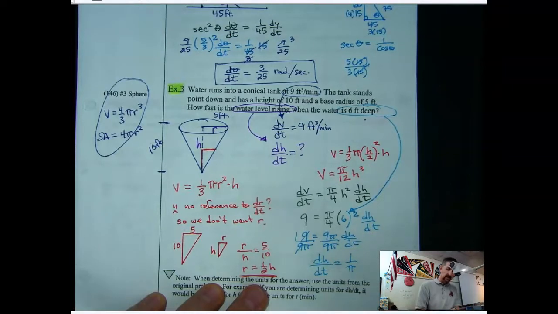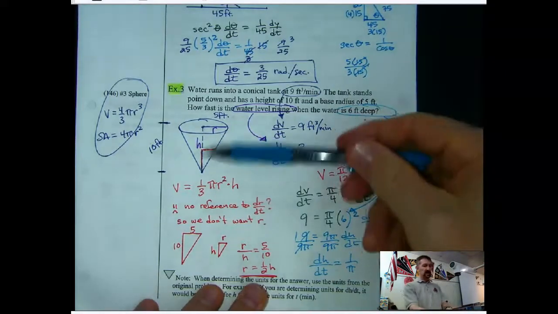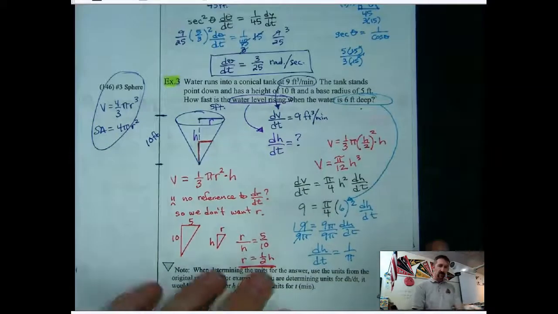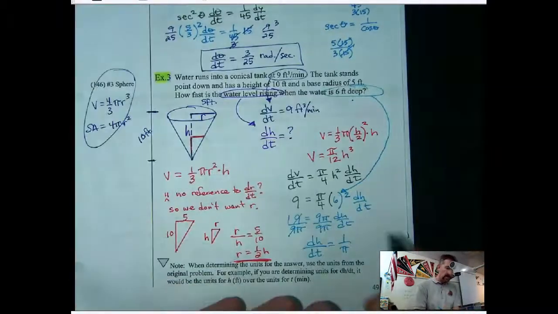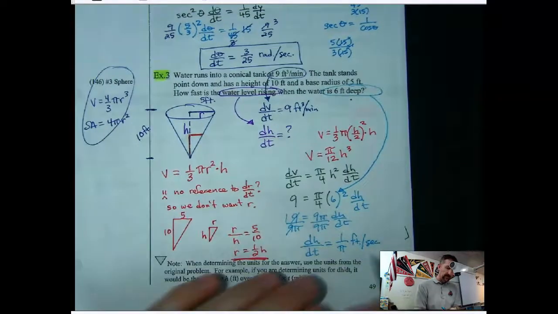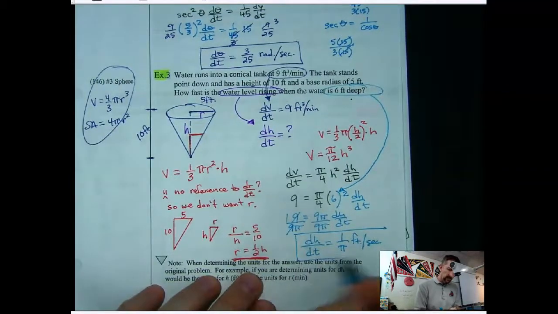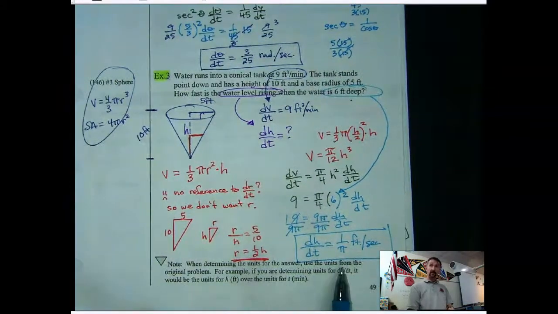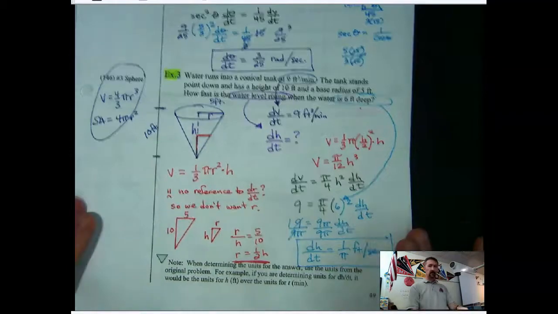And then think about the units. So what is the height of this cone measured in? It's going to be measured in feet. So the rate of change of the depth of the water is going to be feet per second. Okay? And so that's going to be our answer. And then the question here tells us, think about the units of your answer. And you can get the units from the original problem. So this explains that. All right?